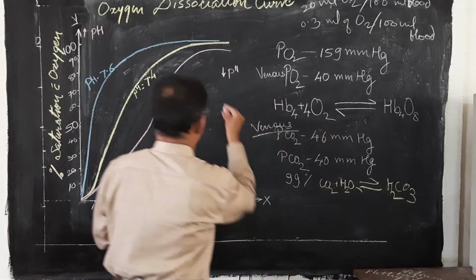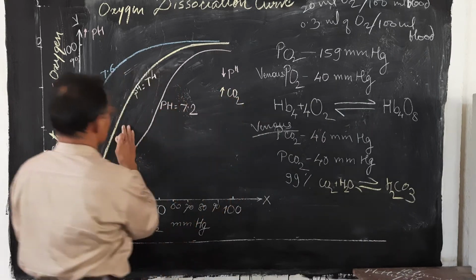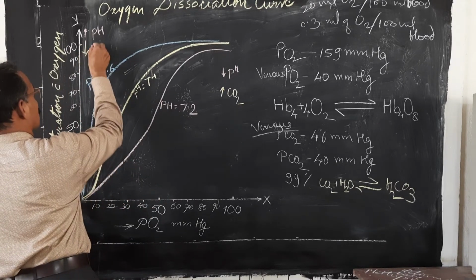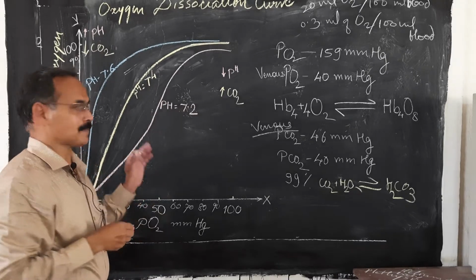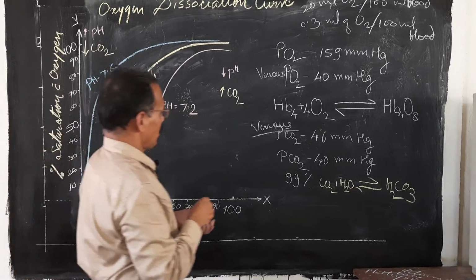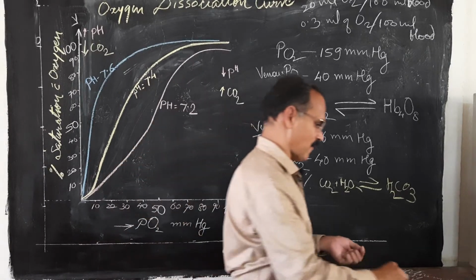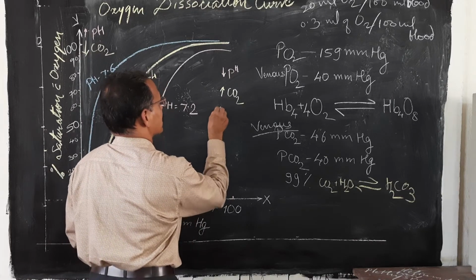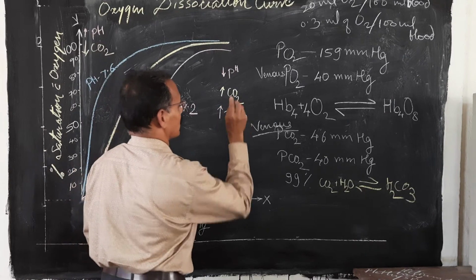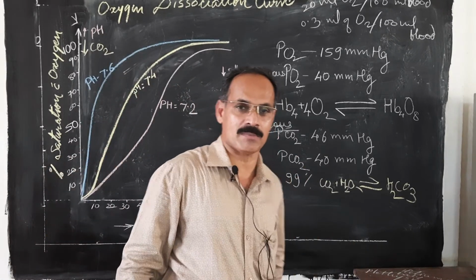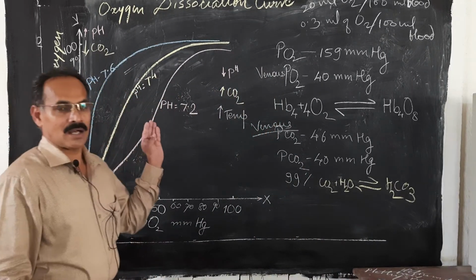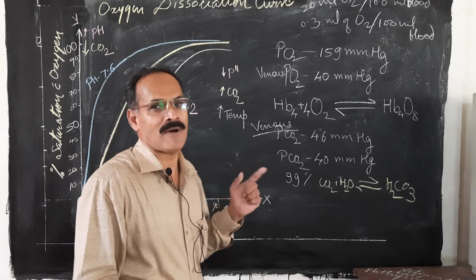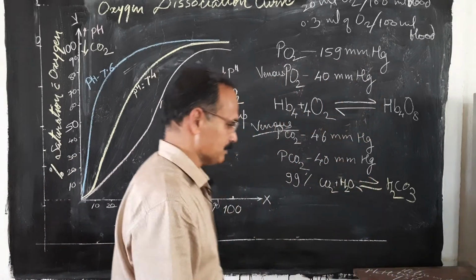What about CO2? When CO2 increases, the graph shifts to the right-hand side. When CO2 decreases, it shifts to the left side. Now, some other factors are also responsible for the dissociation curve. Which are they? Temperature. Temperature is also a very important factor responsible for fluctuating this graph. It is not too much, but it is still noticeable in case of hyperthermia and hypothermia.